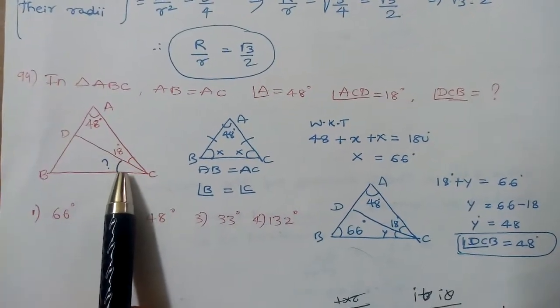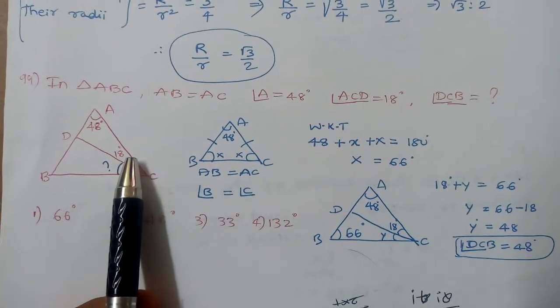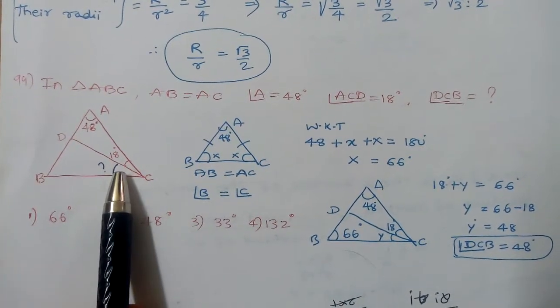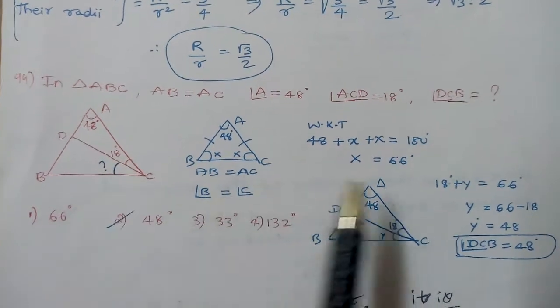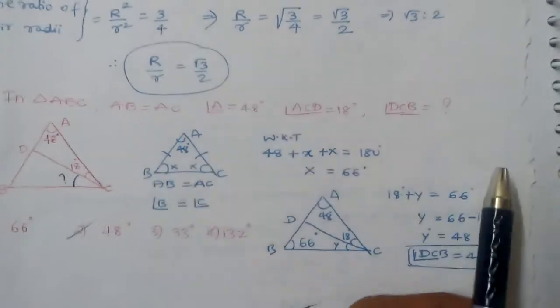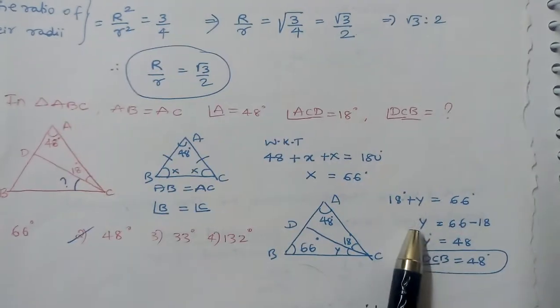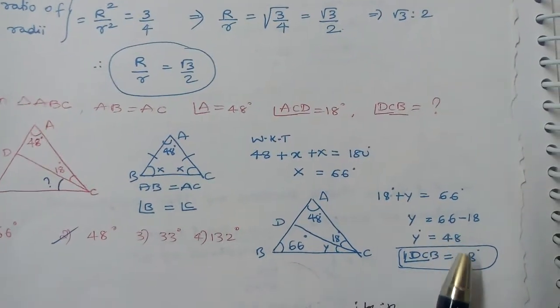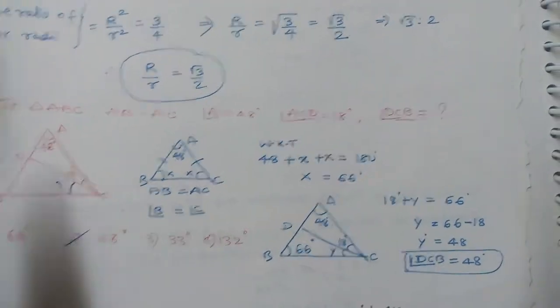So this whole angle is 66 degrees, but this part is 18 degrees. What about this angle? Simply, 18 plus y is 66 degrees, so y is 66 minus 18, that is 48 degrees. So this angle DCB is 48 degrees.